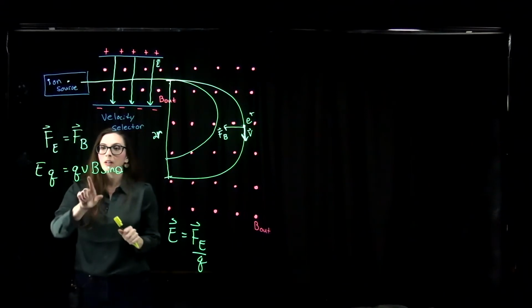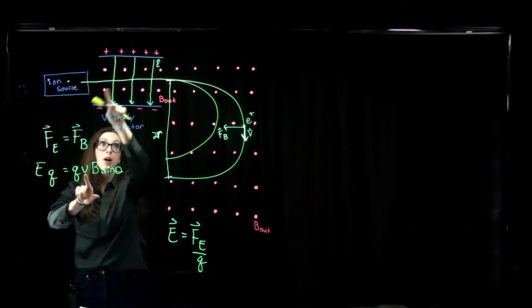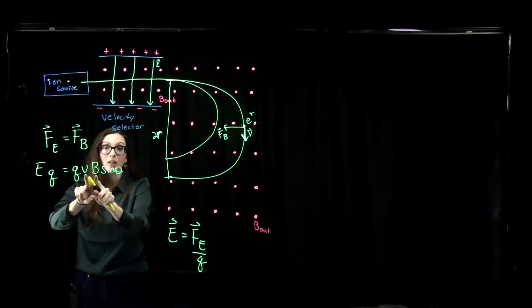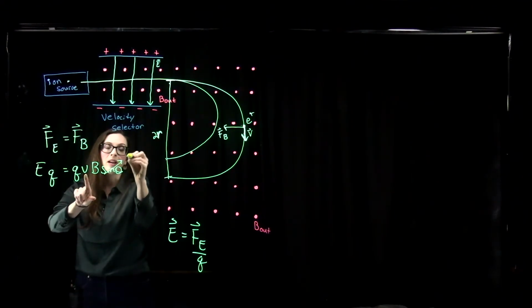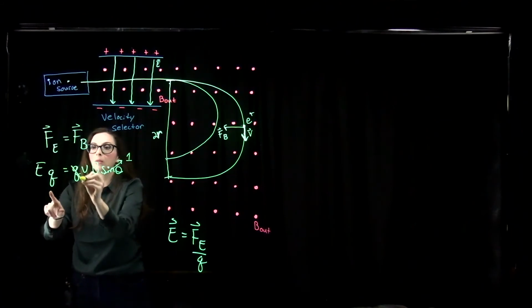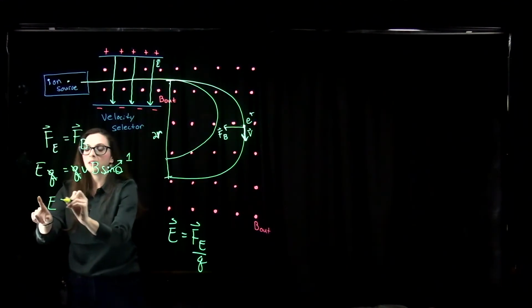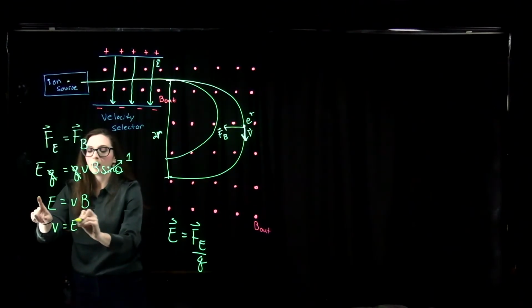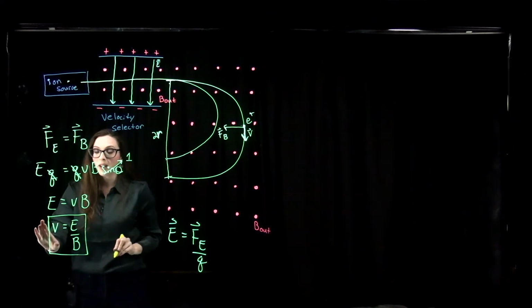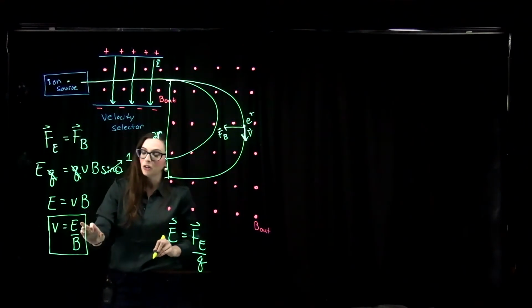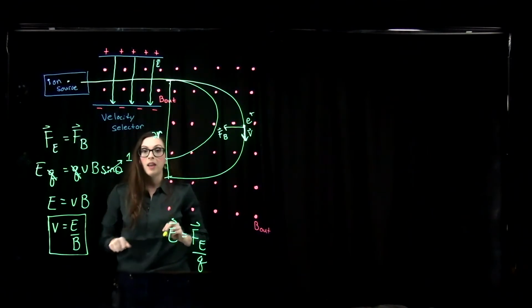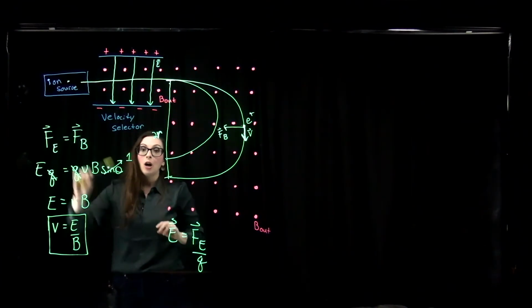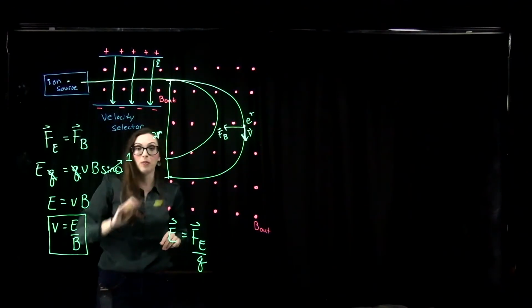In this case, if the velocity vector of our particle is perpendicular to the magnetic field vector, which is what we want, then theta is 90 degrees. If they're perpendicular, then sine of theta is 1. So Q cancels on both sides, and we've got E equals VB. If we solve this for V, V is equal to E over B. So only those particles that have a speed set specifically by the ratio of the electric field to the magnetic field within the velocity selector are able to pass through into the mass spectrometer.